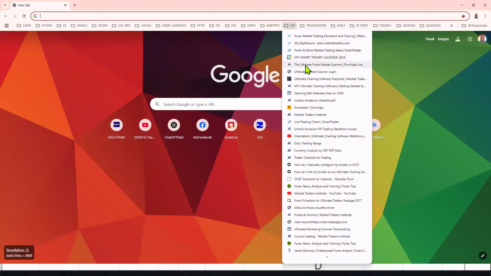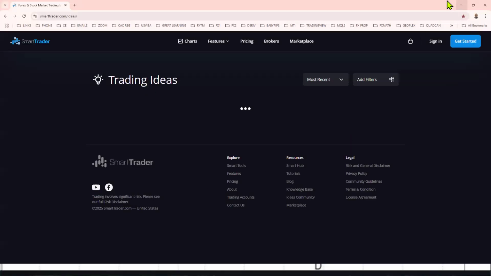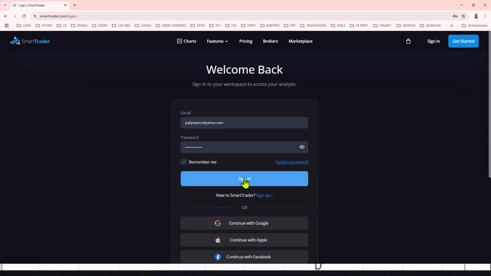So come to MTI Smart Trader. Smart Trader. This one. Yes, it's MTS Smart Trader. That one will be different. Okay, now this one. Smart Trader. Okay, so now you need to sign in. It's not free, you have to pay for it, and you pay for it every month.